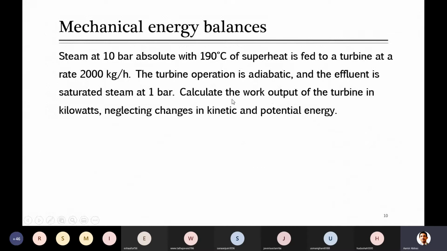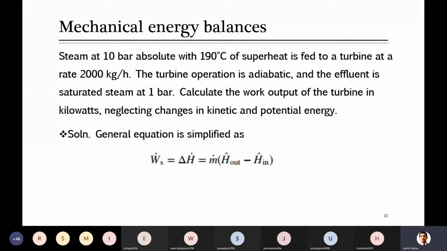By the way, is it a closed system or an open system? Open system, because some steam is coming in and leaving out. Calculate the work output of the turbine in kilowatts. He gives you the unit, neglecting changes in kinetic and potential energy. So I think you can solve this question quickly.